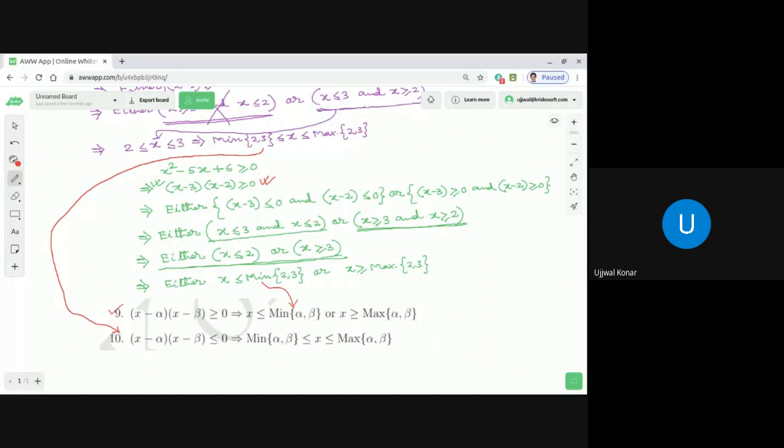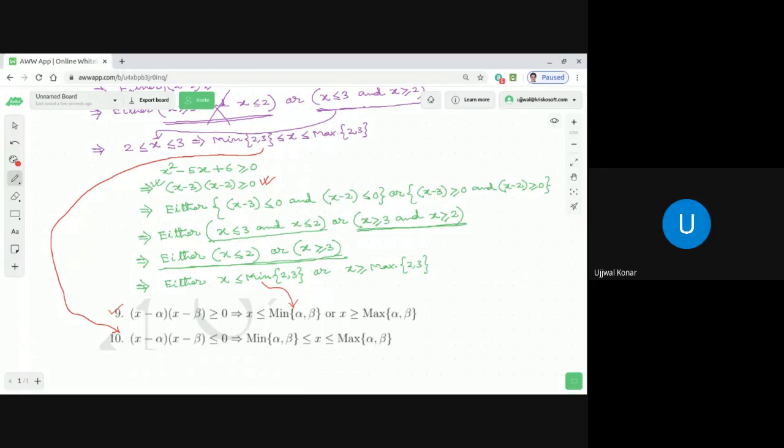It is very important for quadratics, because x minus alpha into x minus beta is a quadratic expression. So whenever you get a quadratic expression greater than or equal to 0 or less than or equal to 0 and a solution has to be given, your first and foremost task is to make that quadratic expression a product of two linear expressions using middle term factorization. After that, take the roots you get, alpha and beta in this case. If it is greater than or equal to 0, make sure that x is either greater than or equal to the maximum between these two roots, or x is less than or equal to the minimum between these two numbers.